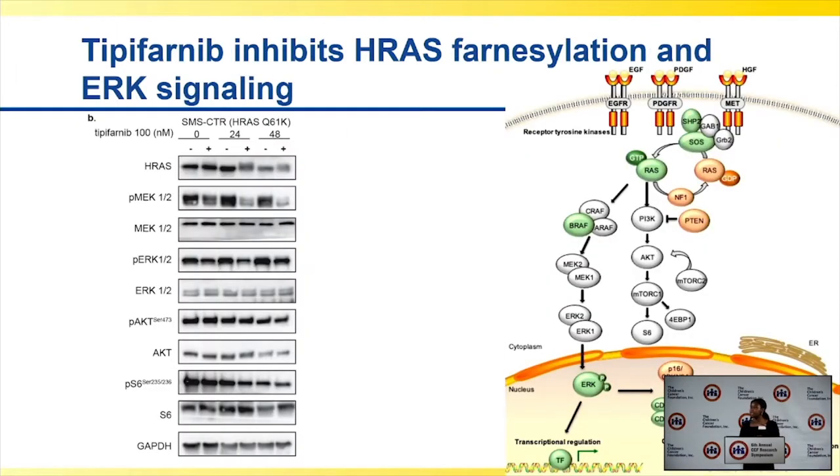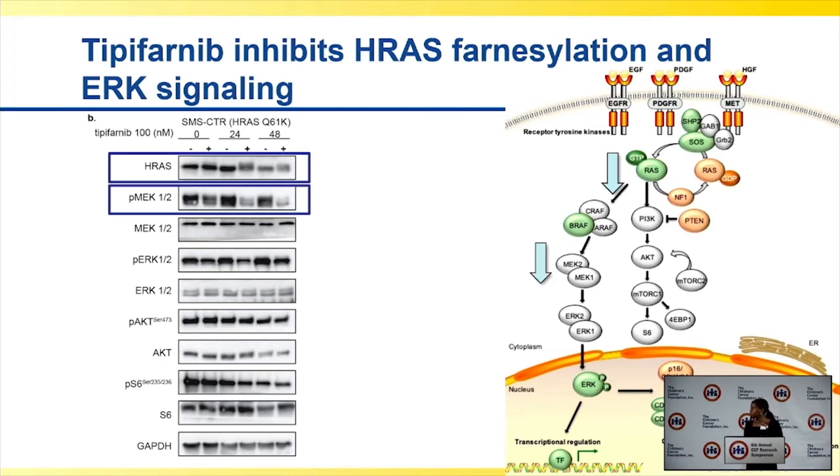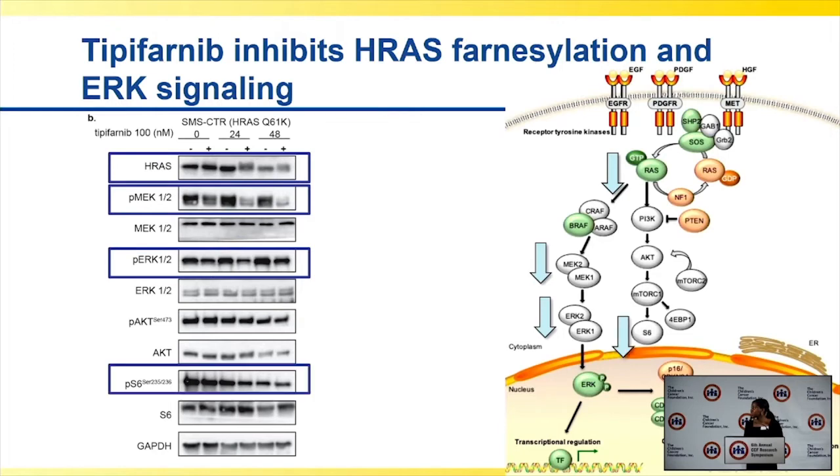We then asked if we are able to inhibit HRAS binding to the membrane, would we see a decrease in signaling in pathways that are downstream of RAS? So we performed Western blot on our cells that were treated with Tipifarnib. And we were able to see as we decrease the farnesylated portion of HRAS, we saw a decrease in phosphorylated MEK here in our treated samples, a decrease in phosphorylated ERK, and a decrease in phospho-S6, supporting our hypothesis that we would see a subsequent decrease in signaling downstream of RAS.